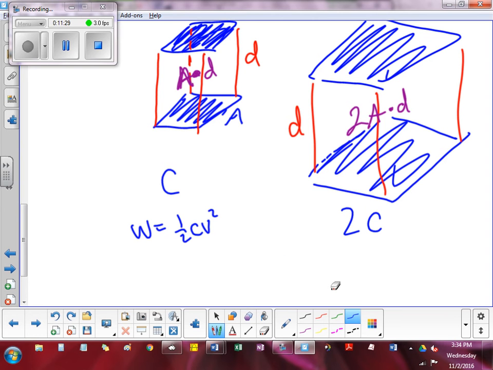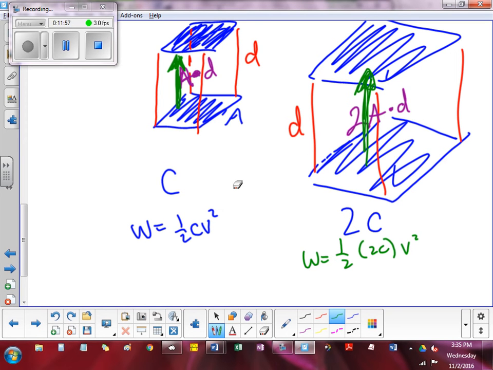And in the other case, it would be 1/2 times 2CV squared for the work. So we have twice as much work required to move the same amount of charge across. Okay, so in the first case, you push your charges across and it requires 1/2 CV squared. In the second case, you push the same amount of charge across, but it requires twice as much work. So what does that tell you? That tells you that twice as much potential energy is going to get stored.